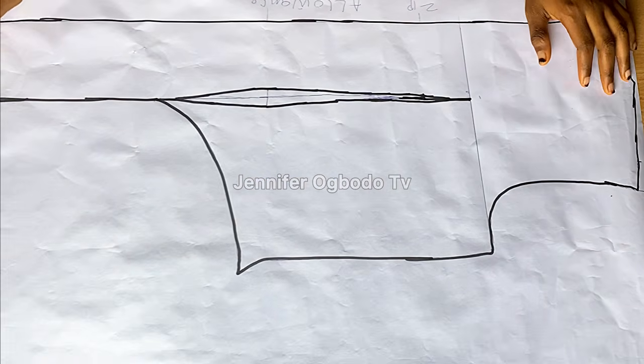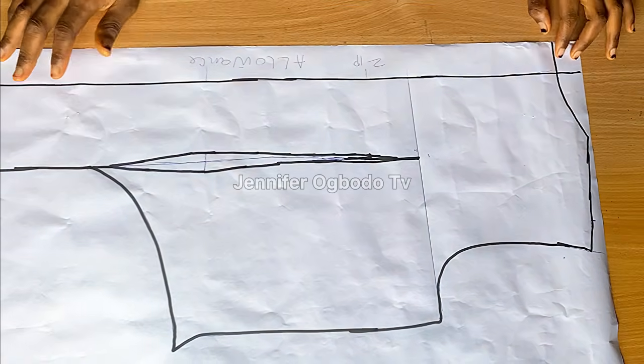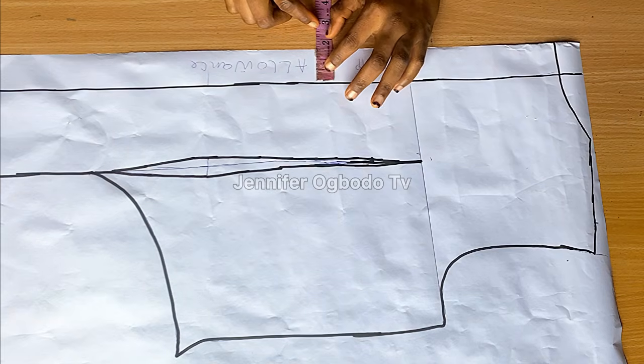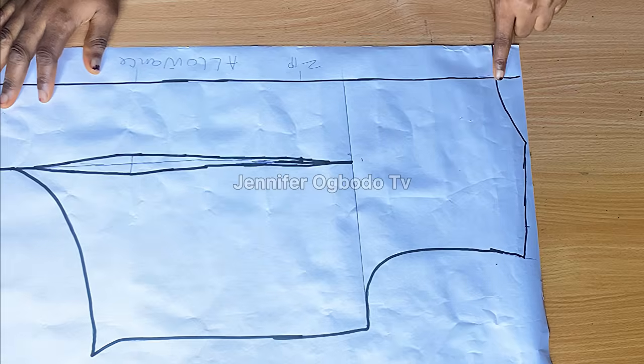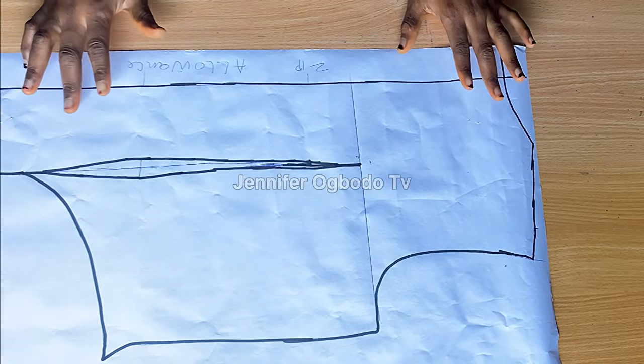Okay, so let's move on to the back pattern. For the back pattern, I've gone ahead to use the front to trace it out, and you can see what we are having. The only difference between the front and the back is the zip allowance and the neck depth of the back. Every other thing is the same, as you can see on the pattern.